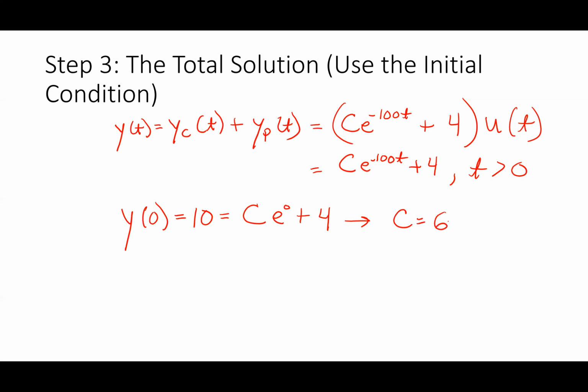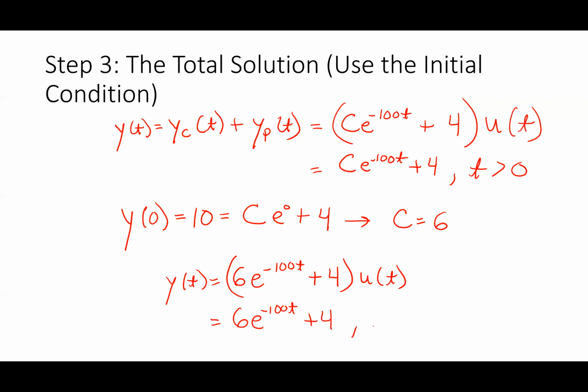All right. So my final solution here is that y of t is equal to 6 e to the negative 100t plus 4 u of t, or 6 e to the negative 100t plus 4 for t greater than 0. Okay. All right. It's pretty boring. It's the process, right?